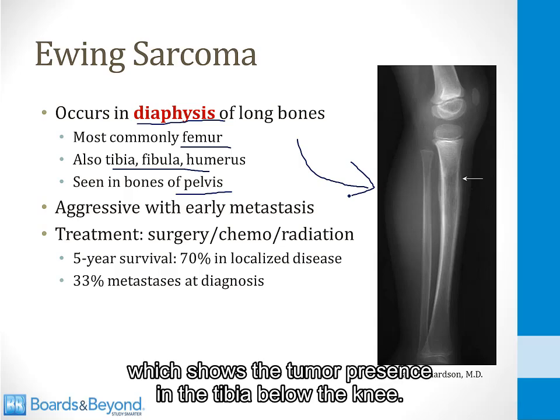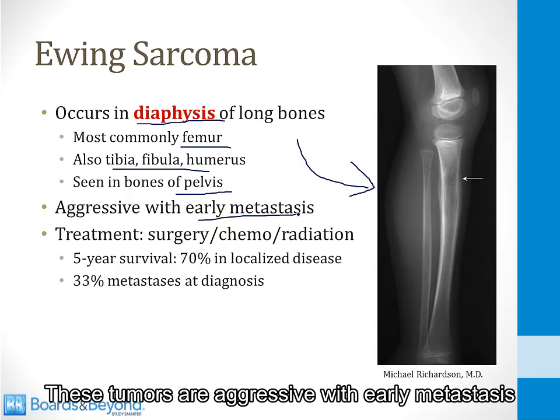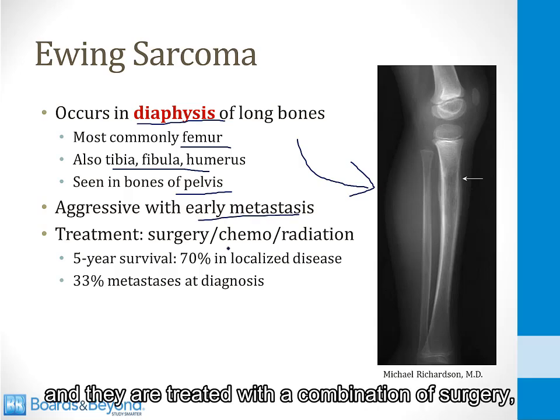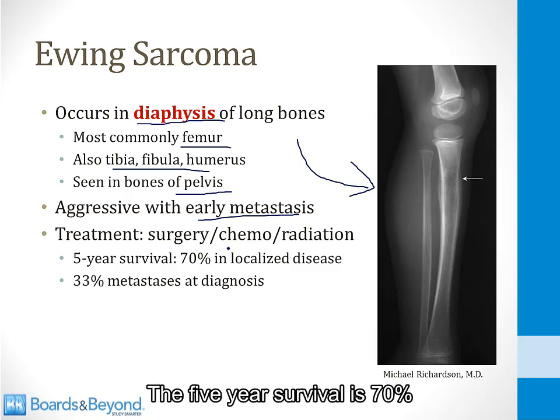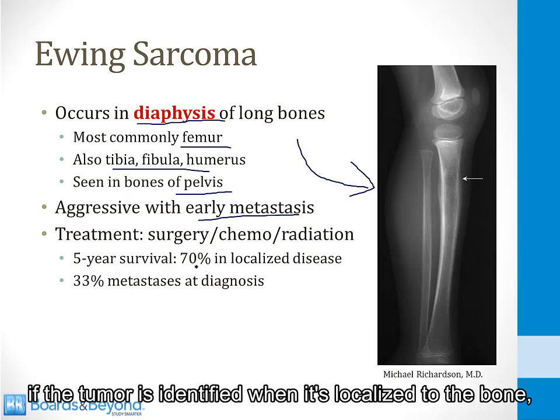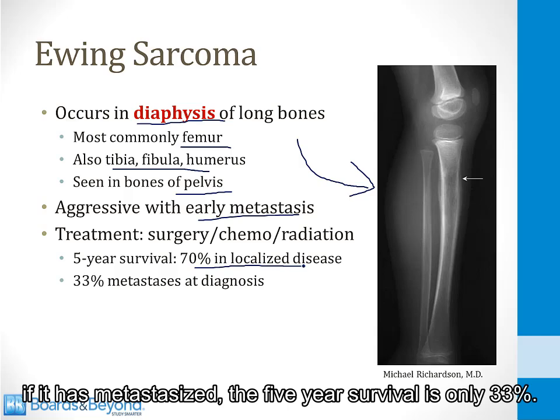These tumors are aggressive with early metastases, and they are treated with a combination of surgery, chemo, and radiation. The 5-year survival is 70% if the tumor is identified when it's localized to the bone. If it has metastasized, the 5-year survival is only 33%.